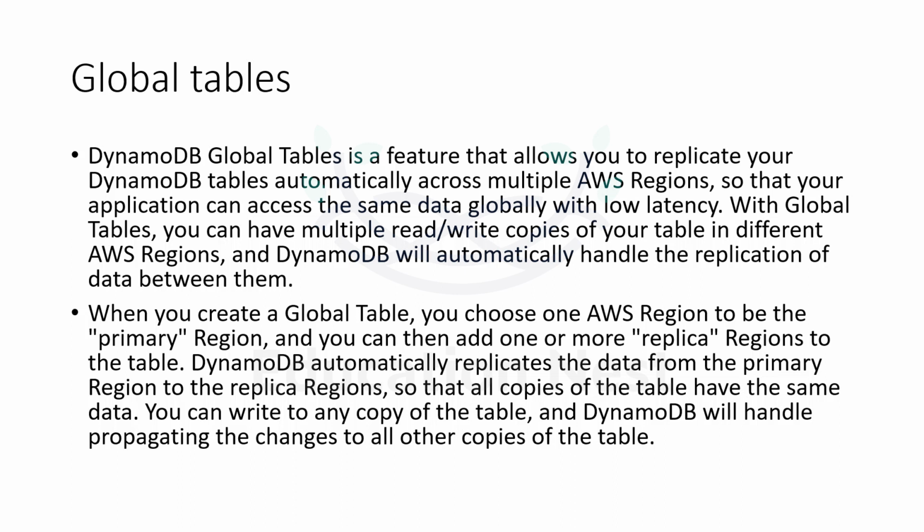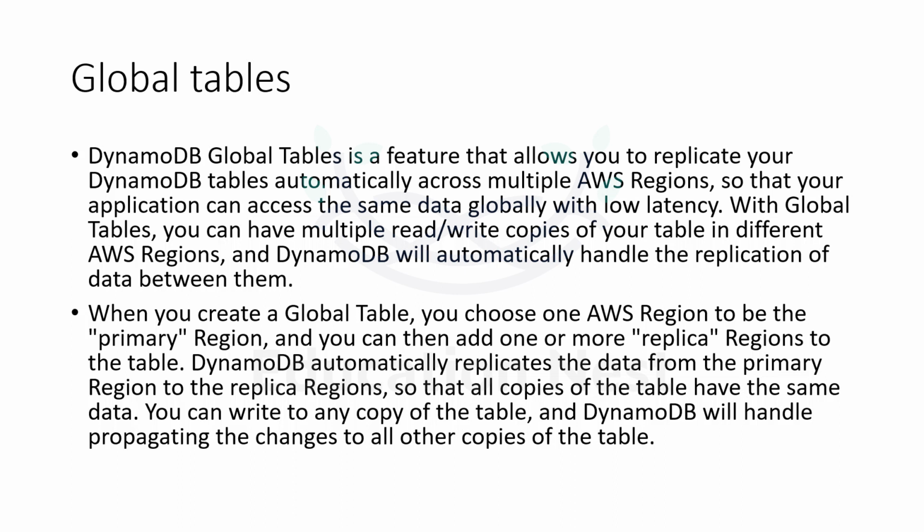So DynamoDB will automatically handle the replication of data between your different global tables. You have to define the primary region where your table is being created, and then you can add one or more replica regions to the table. So DynamoDB automatically replicates the data from the primary region to the replica regions so that all the copies of the table would have the same data. Even the table names are the same, okay, just the regions are different. You can write to any copy of the table and those changes would be propagated to all other copies in the backend.